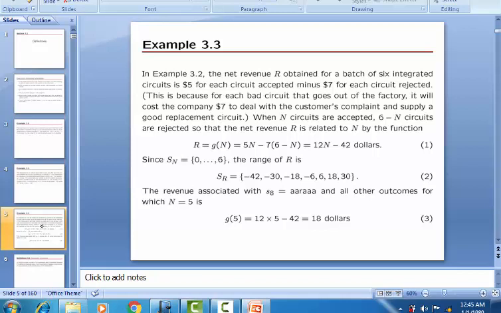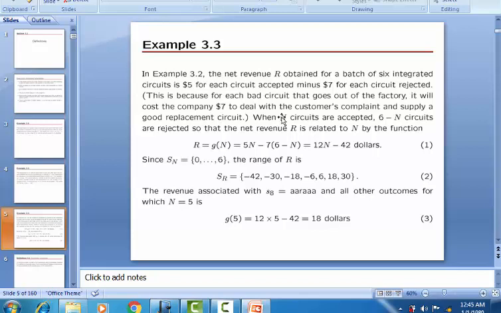So in that case, assume that we have n representing the number of acceptable circuits. What about the non-acceptable circuits? It is 6 minus n. If n is 1, then non-acceptable, or rejected, is 5. Similarly, if n is 6, rejected is 0. So that's why we come up with the remaining circuits being 6 minus n. So to calculate the revenue, we make another variable.